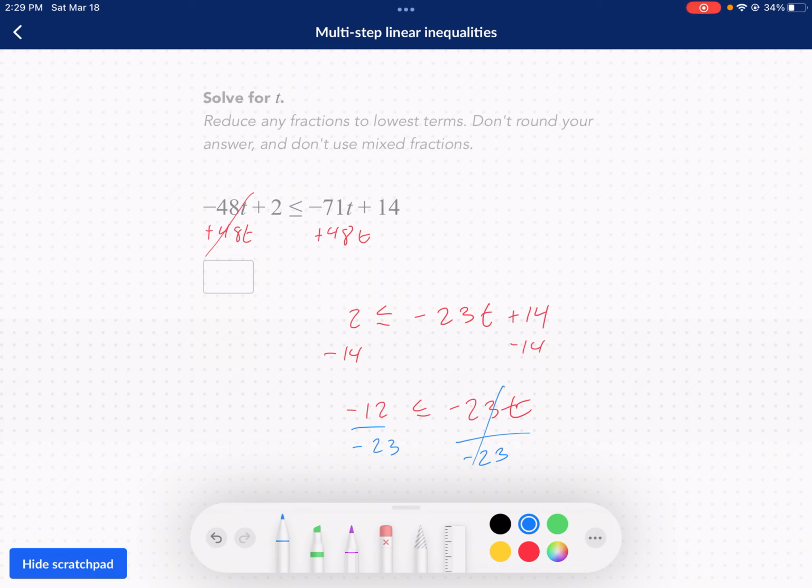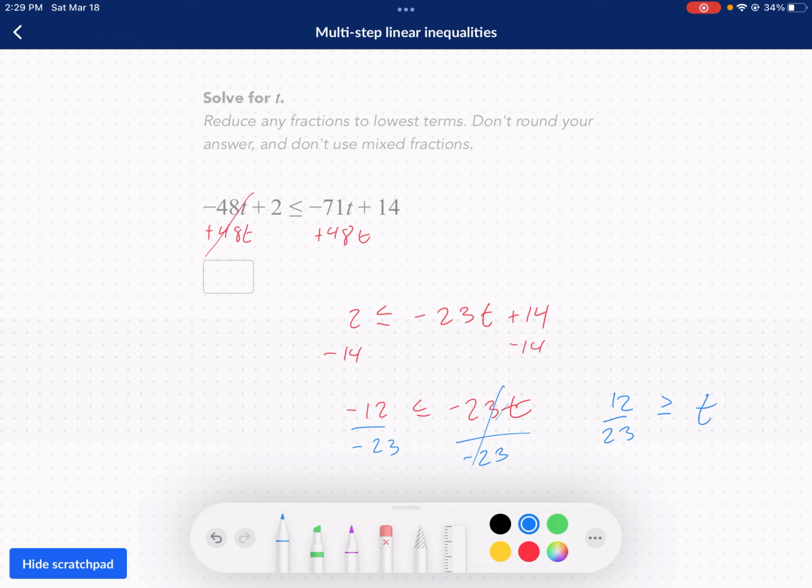If we do that, we need to flip the sign. So I flip the sign, and then I'm going to write everything else the same. I have 12 over 23, and I have t on the right side, okay, because those canceled out. So this is a very key step here. If we divide by a negative, and it's only by a negative, all those other problems I've been dividing by positives, we get the sign flip happening.